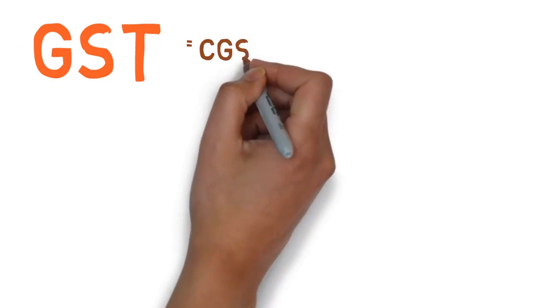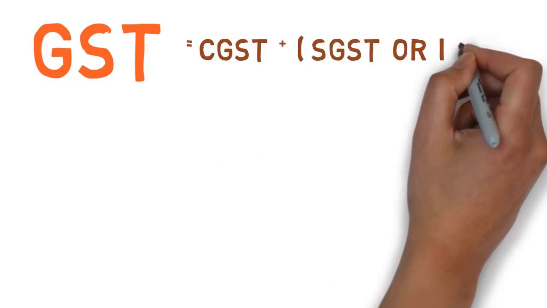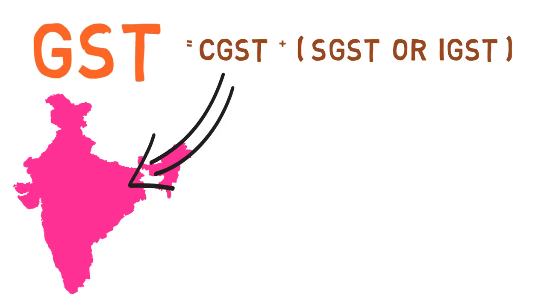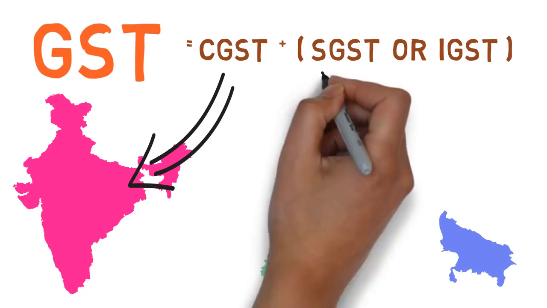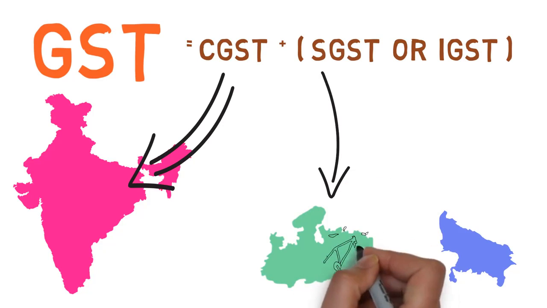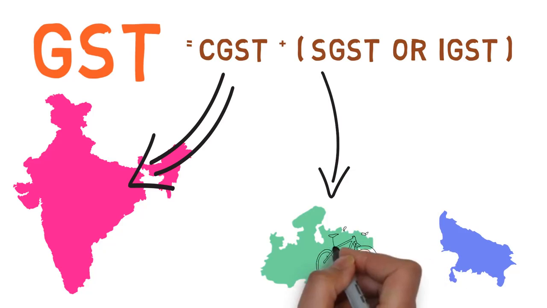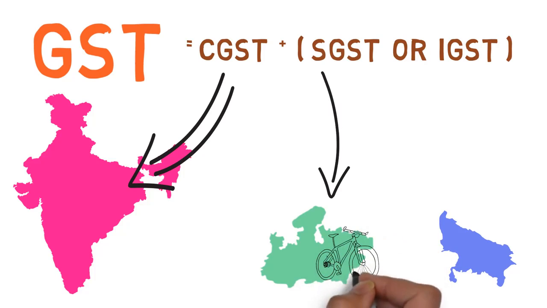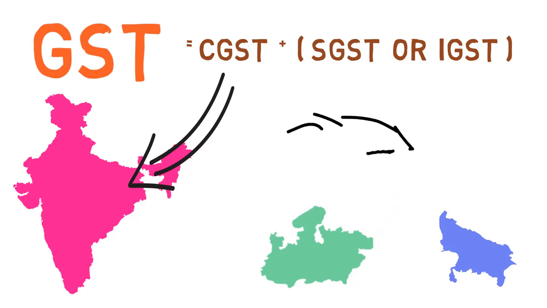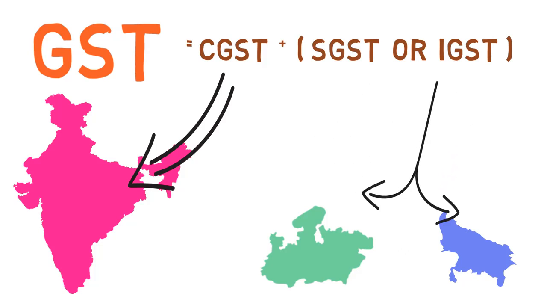GST is a combination of CGST and SGST or IGST. CGST is central GST, which is paid to the central government, SGST is the state GST which is paid to the state government, and IGST is the integral GST which comes in the situation when goods and services moves interstate. For example, product A is manufactured in Madhya Pradesh and sold in Uttar Pradesh, so IGST is distributed between both the states. In this case, SGST will not be collected.